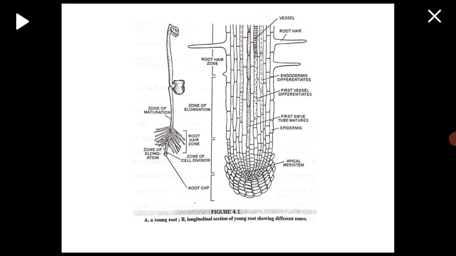Next, the parts of the typical root. A typical root possesses the following five parts from apex upwards. One is the root cap. This is the root cap. The root cap is a cup-like parenchymatous multicellular structure which protects the root apex.